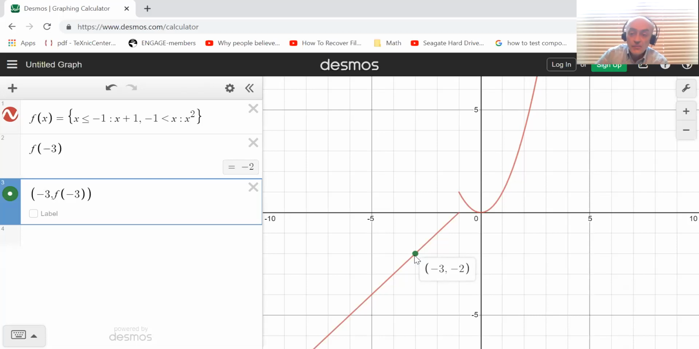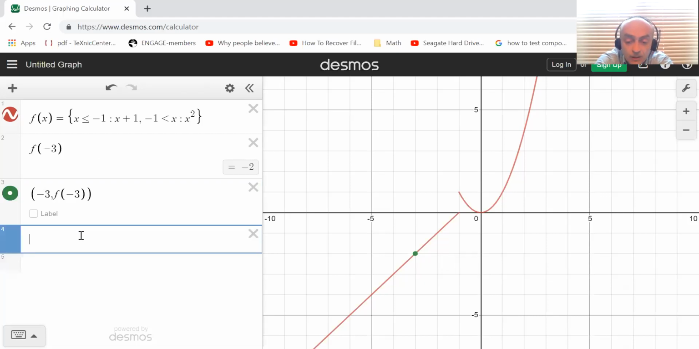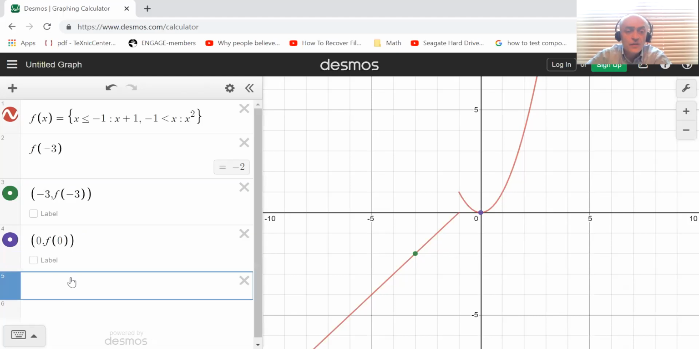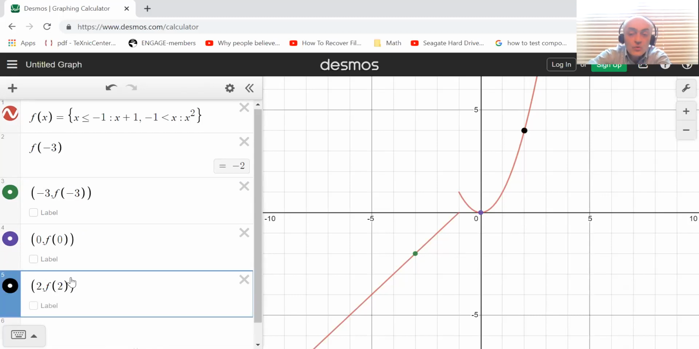Now you can play with this program, and you can do the same thing for f of 0, for example. If I type set 0 comma f of 0, well, that's going to give me this other point here, which is kind of bluish in my picture here, or whatever color that is, violet or something. So this is the second point. And finally, the third point, which was, what was it? Was f of 2. So 2 comma f of 2, we can plot that as well. It's a black point, and it shows up over here on the picture at 2 comma 4.